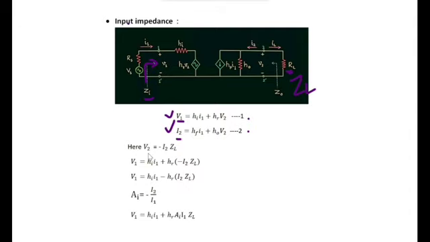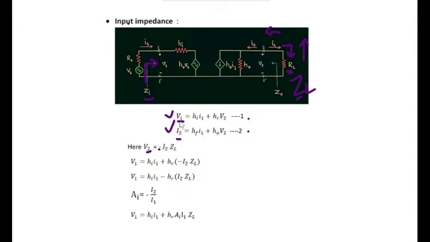So V2 is equal to I2 into ZL, where I2 is the current flowing through the load and ZL is the impedance value. But here we have taken minus I2. This is because I2 is actually flowing in this direction, but we are assuming I2 is flowing the other way. So there is a change in direction, so we use this minus.